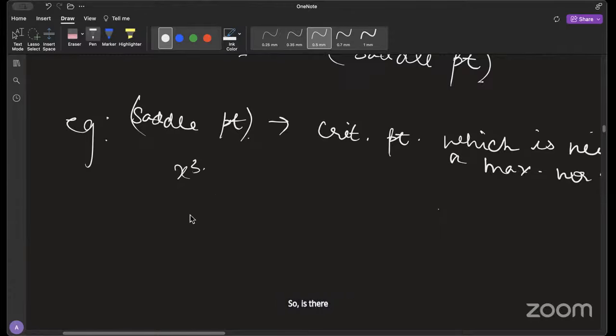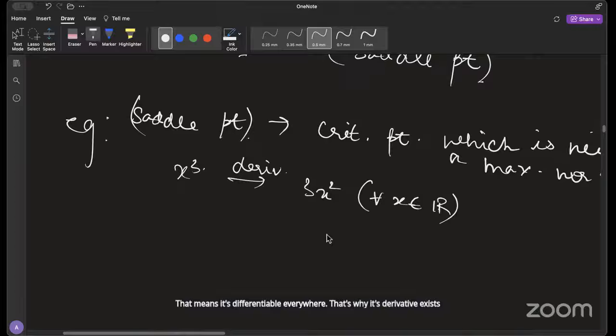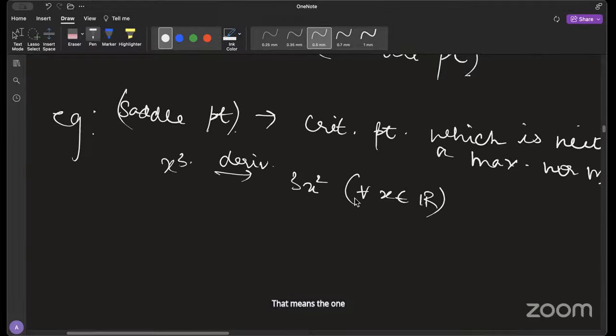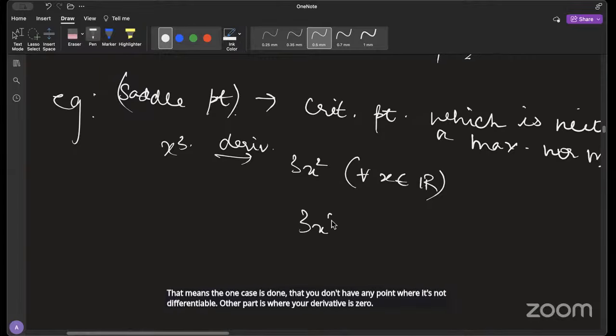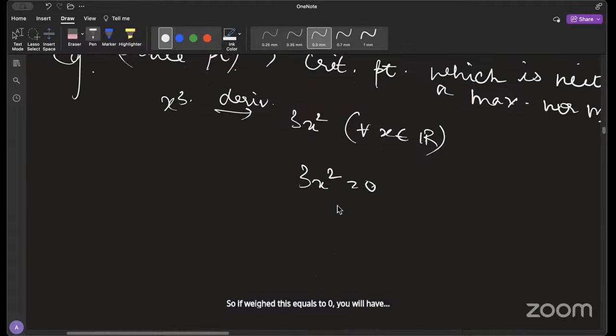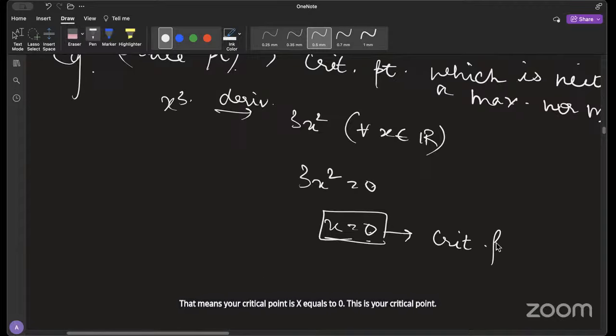So is there any point where x cube is not differentiable? What's the derivative of x cube? It's 3x square, and it's for all x, right? The derivative is 3x square for all x belonging to real numbers. That means it's differentiable everywhere. That's why its derivative exists everywhere. That means one case is done: you don't have any point where it's not differentiable. The other part is where your derivative is 0. So equate this to 0. You will have x equals 0. That means your critical point is x equals 0. This is your critical point for this function.